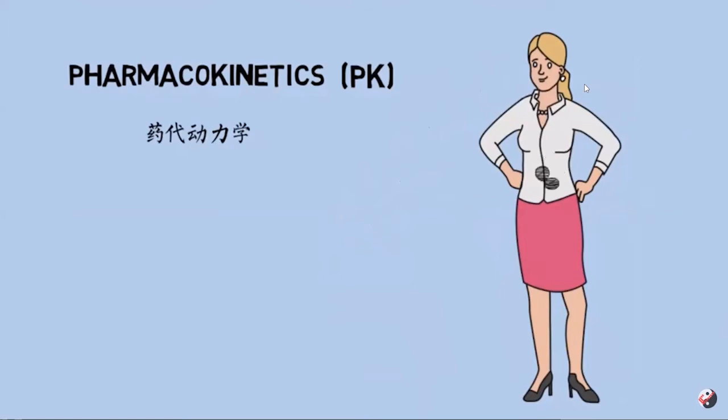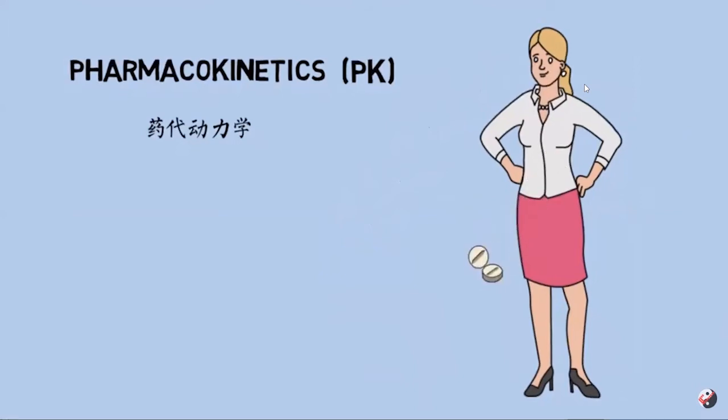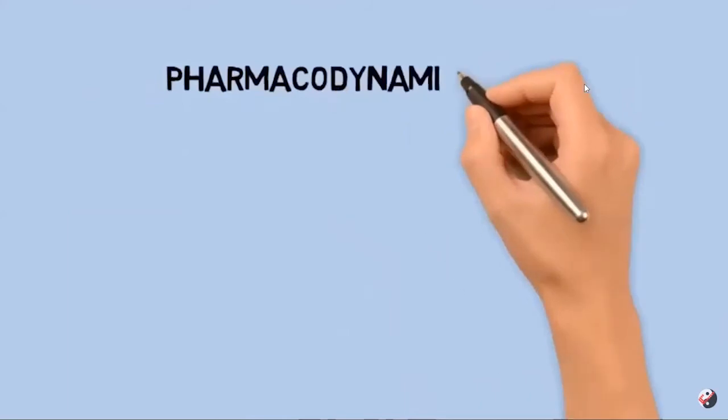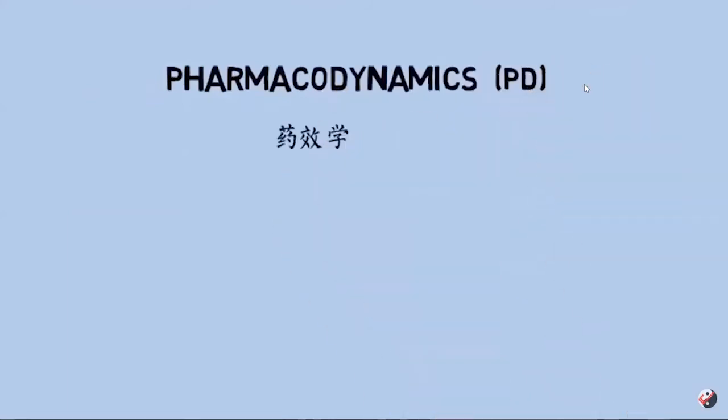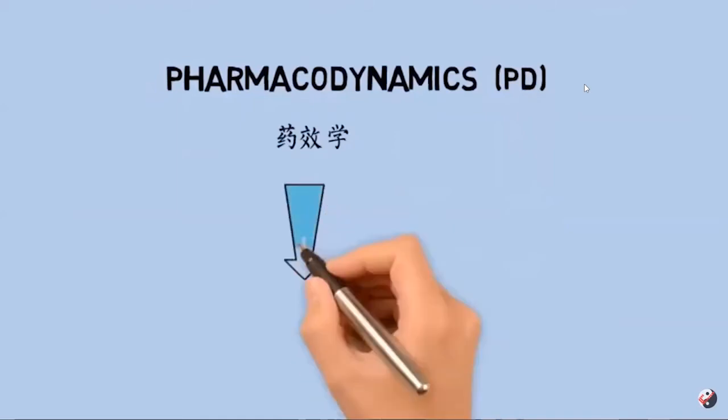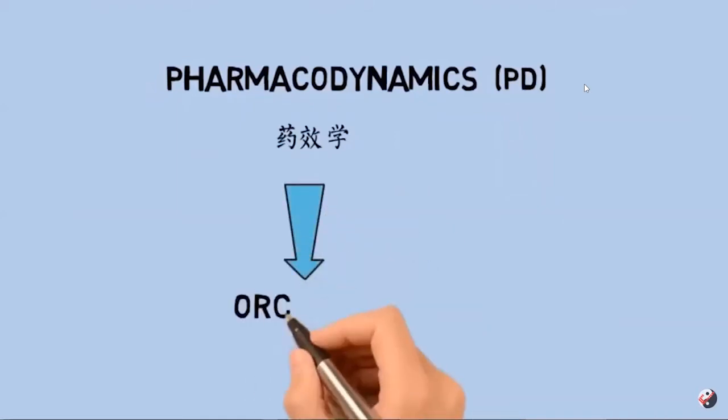Pharmacokinetics is the study of how an organism affects a drug, whereas pharmacodynamics, PD, is the study of how the drug affects the organism. Both together influence dosing, benefit, and adverse effects, as seen in PK/PD models.